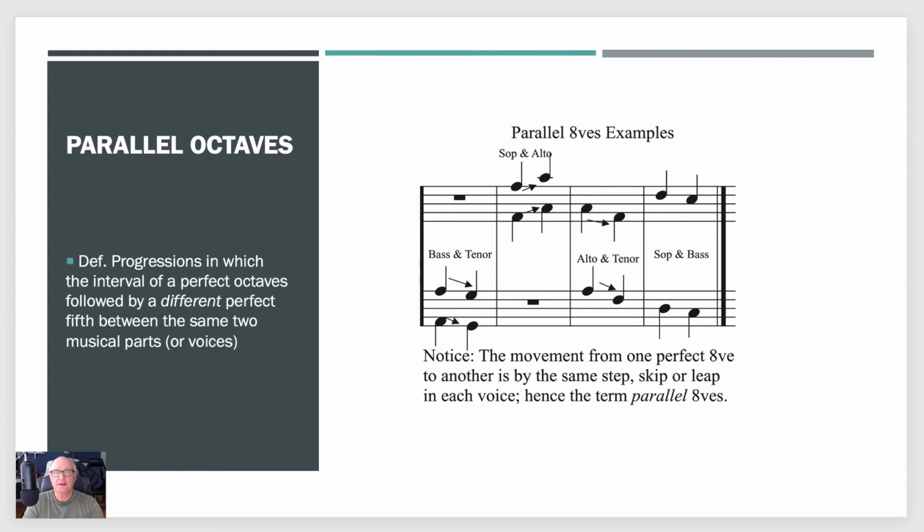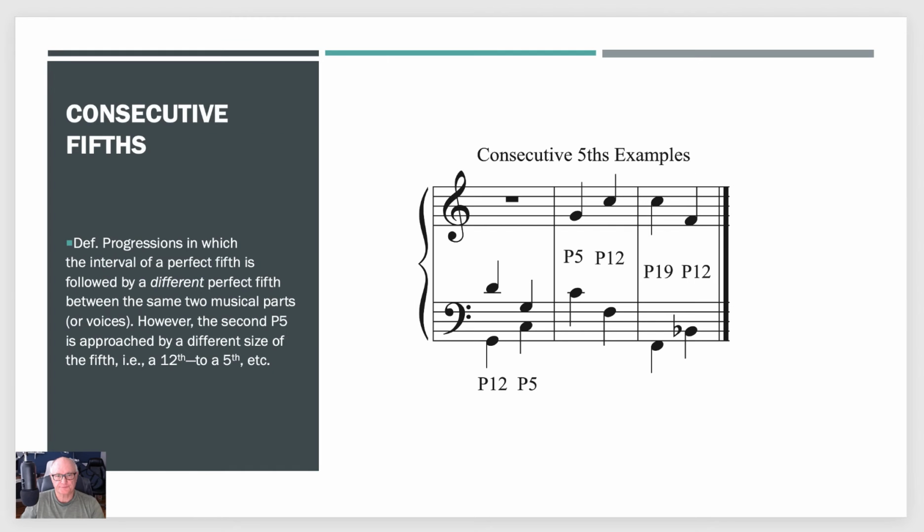Parallel octaves have basically the same idea, but now obviously look at the first example. It's just octave motion between adjacent voices or between outer voices even. So it's pretty easy to find those. If you see one motion, check it against all the others. So the movement from one perfect octave to another is by, once again, the same step, skip, or leap in each voice. Hence the term parallel octaves.